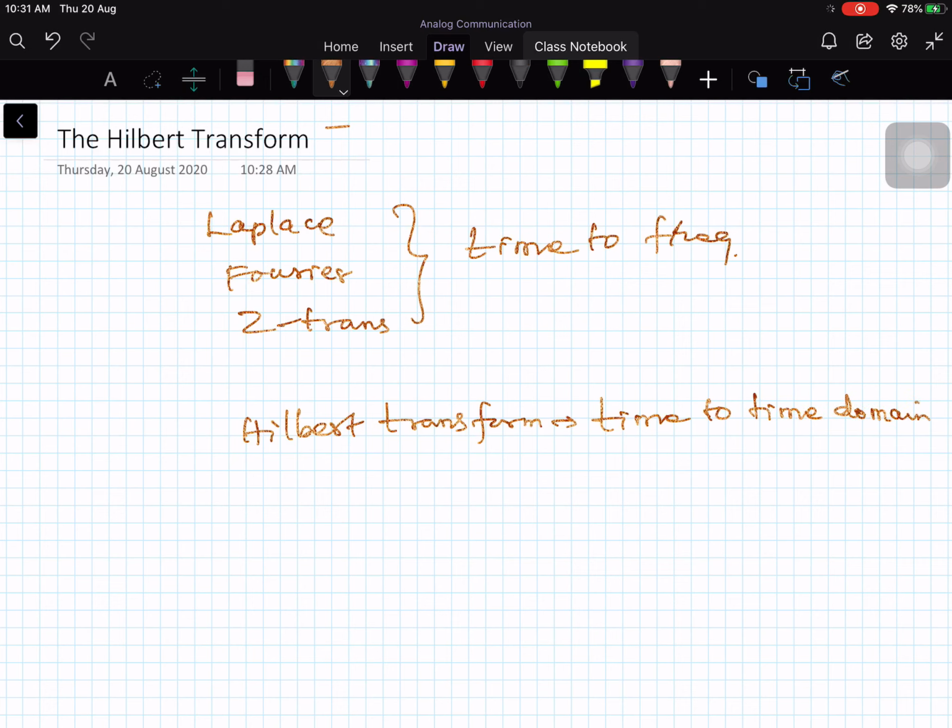Unlike the transforms that we have learned earlier, like the Fourier transform and the Laplace transform, which take you from time domain to frequency domain, this Hilbert transform is slightly different. It takes a time domain signal to another time domain signal. So you are not changing the domains. That is the main important point that we should remember in the Hilbert transform. The domain is not changed.